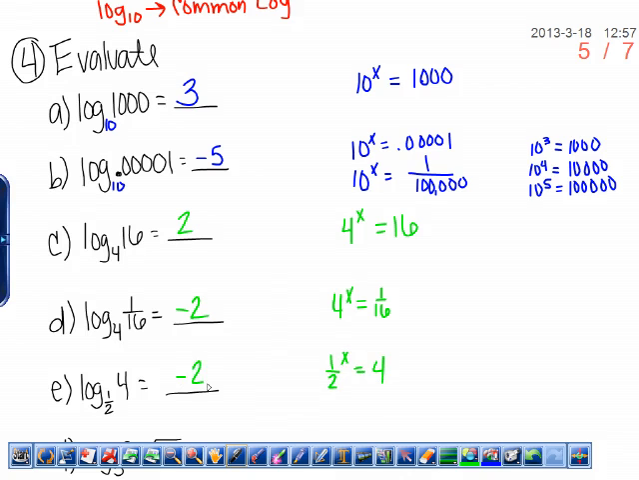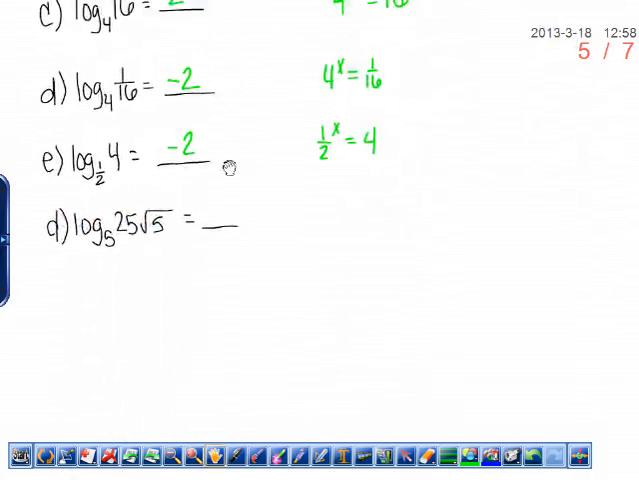Everyone okay with those? Can we go over this E? So you've got 1/2 to some power gives you 4. You know you're going to have to flip it. That's why we know it's negative. So when we flip it, we have a 2, and then 2 squared is 4. Okay? All right, let's try a challenging one.